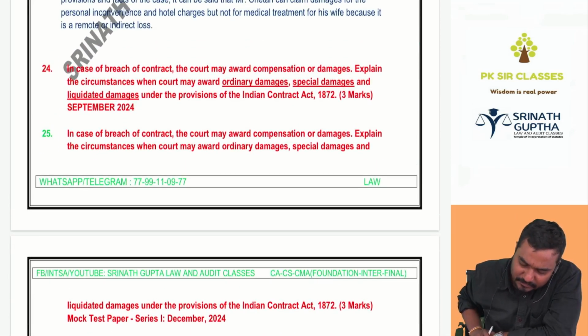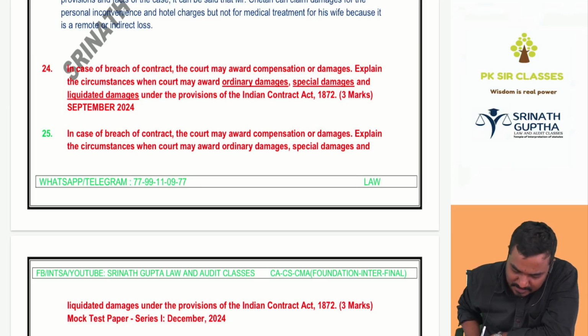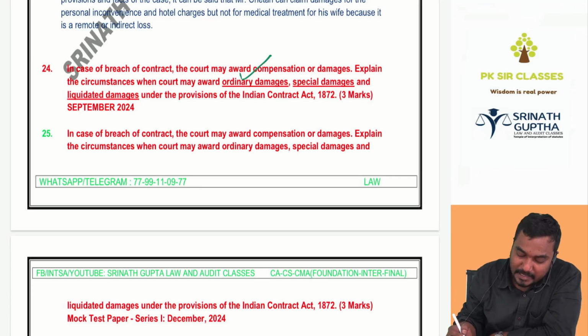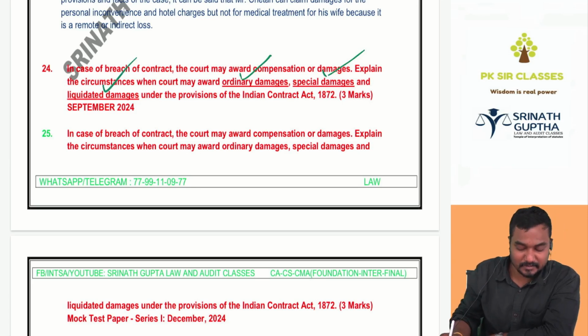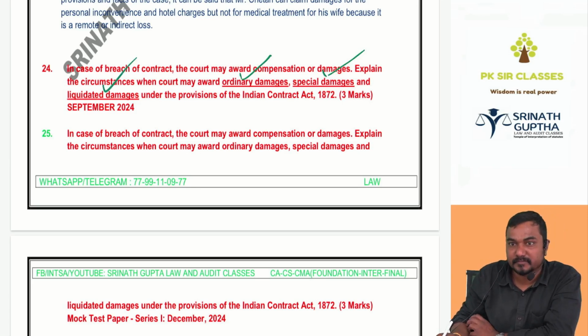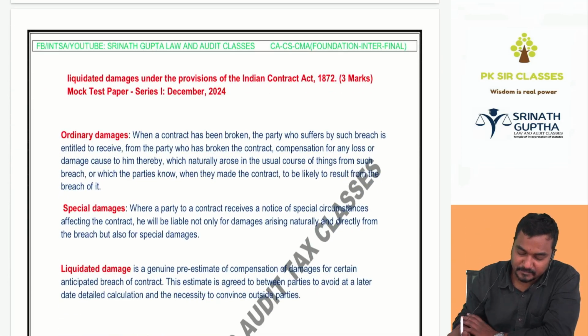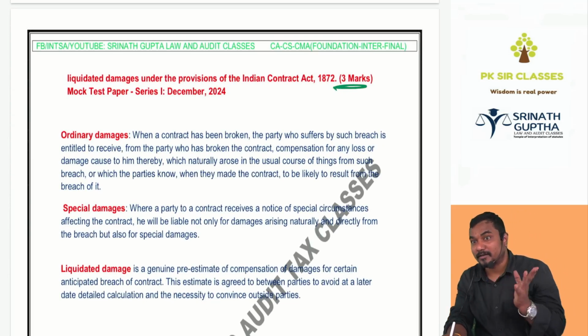In case of breach of contract, the court may award the compensation or damages. Explain the circumstances when court may award ordinary damages, when court may award special damages, when court may award the liquidated damages. Direct question. You should write everything about the ordinary, special, and liquidated damages. 2 marks or 1 mark. 3 marks. Any marks?